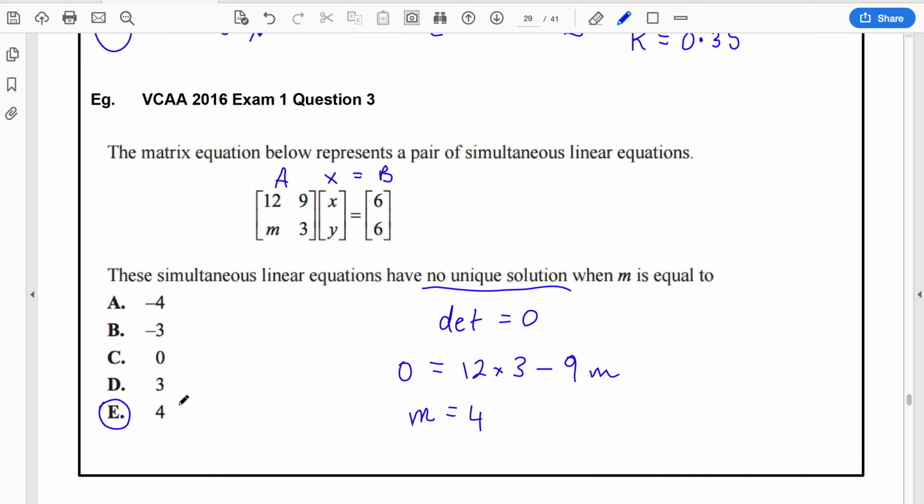There we go. This one was a little bit higher, maybe because it was already set up so nicely for the students in 2016. So 63% got that one right.